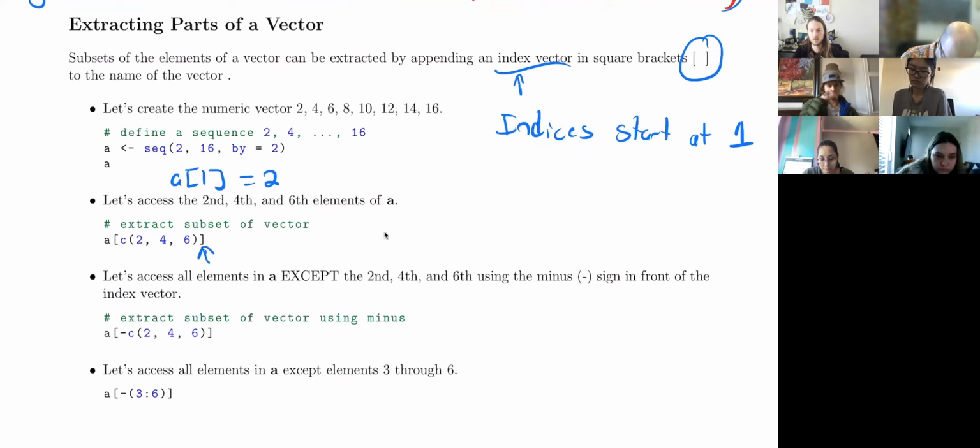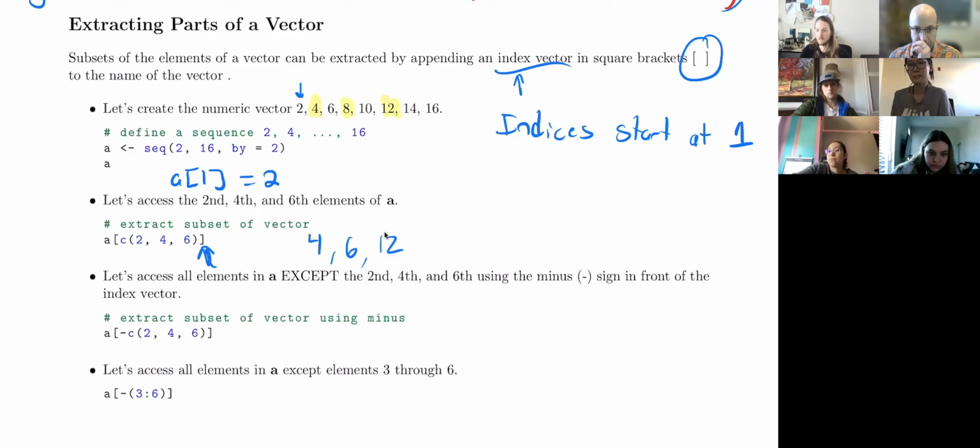So this command over here would say, okay, this is the first entry. We're not going to pull off that one, but here's the second one. We're going to pull off that one. We're not going to pull off the third one. Here's the fourth one, and here's the sixth. So this would just give me an output of 4 and 6 and 12.